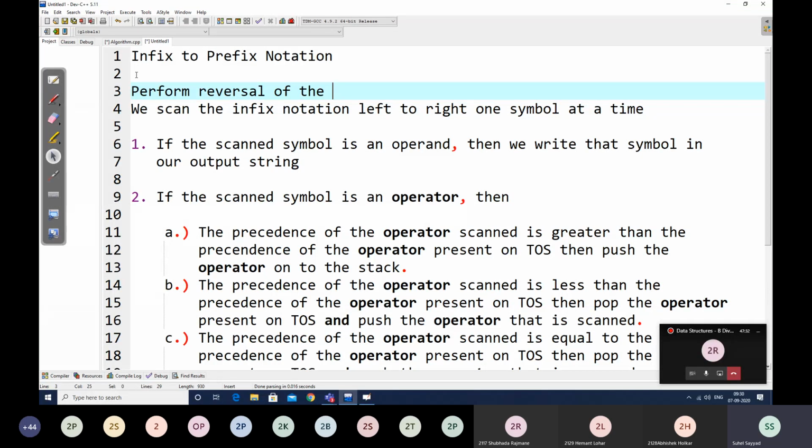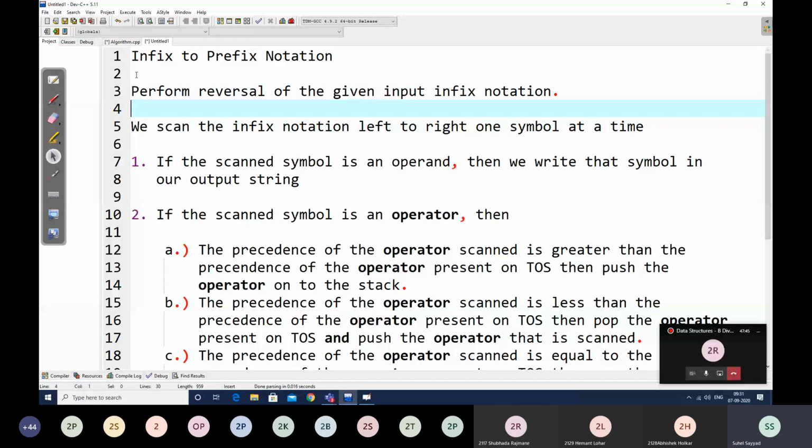How to perform reversal? I have taught you. This was our first application of stack, right? Whatever given input infix notation is there, we need to perform reversal of it. So let us come to our example. What is our given input here? This one, right? A plus B minus C multiplied by D divided by E. This is our given input expression.